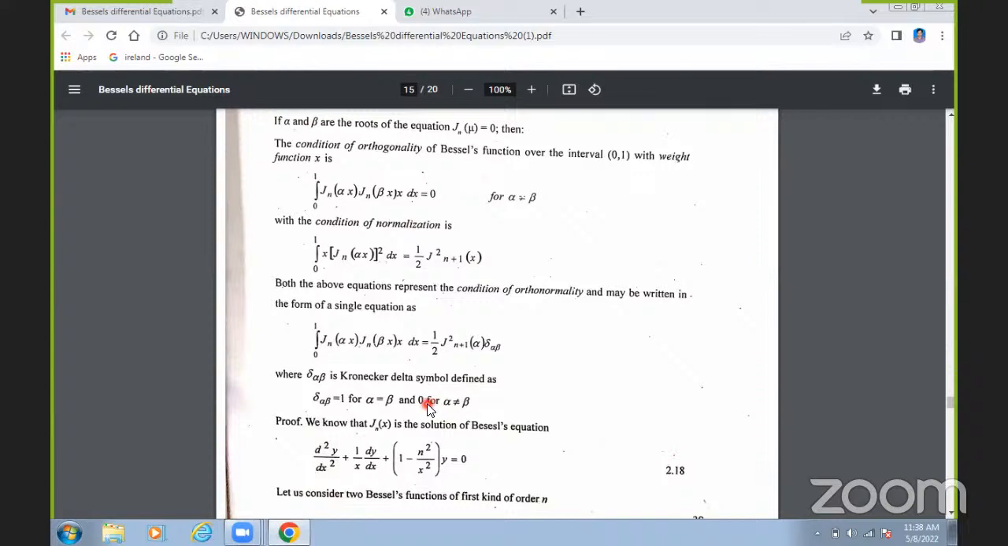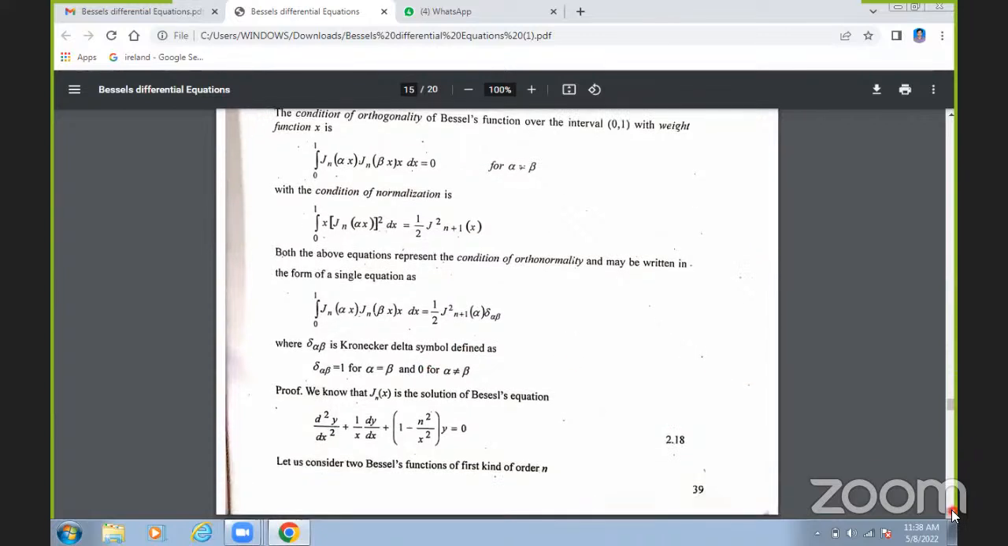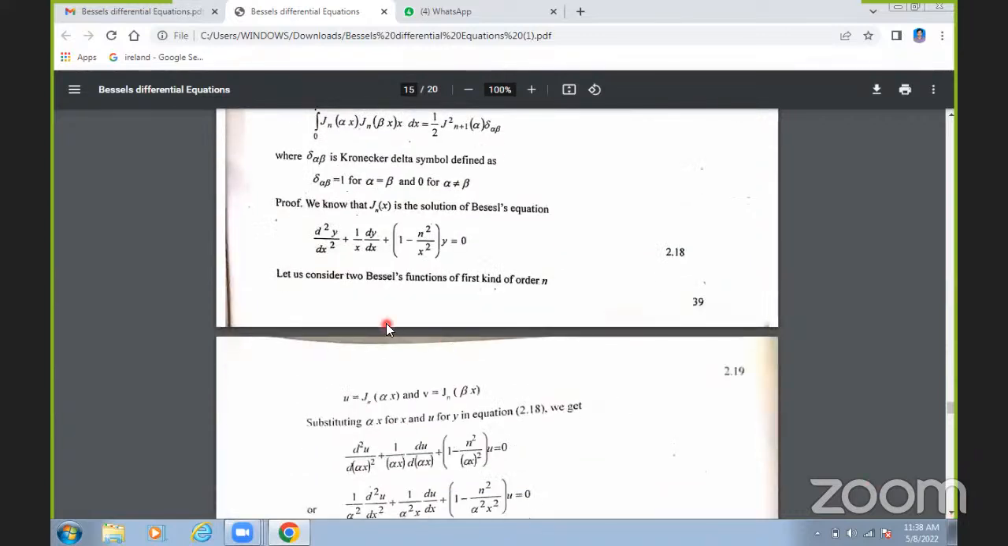Okay. So in order to prove this orthogonal property, we will take the Bessel's equation, which we already saw in the beginning: d square y by dx square plus 1 by x into dy by dx plus (1 minus n square by x square) into y is equal to 0. This is the Bessel's differential equation. Now we consider Bessel's functions of the first kind of order n.